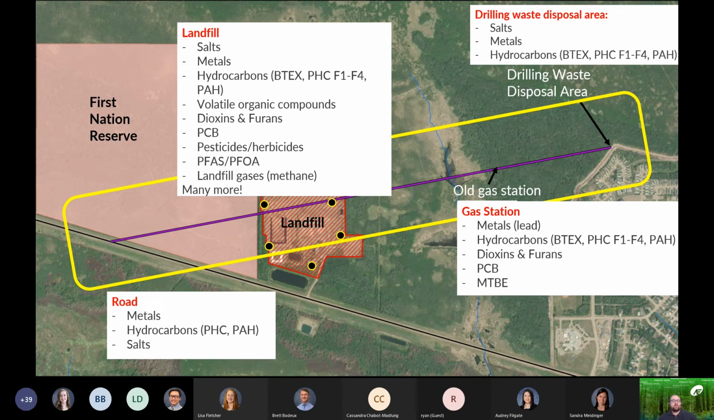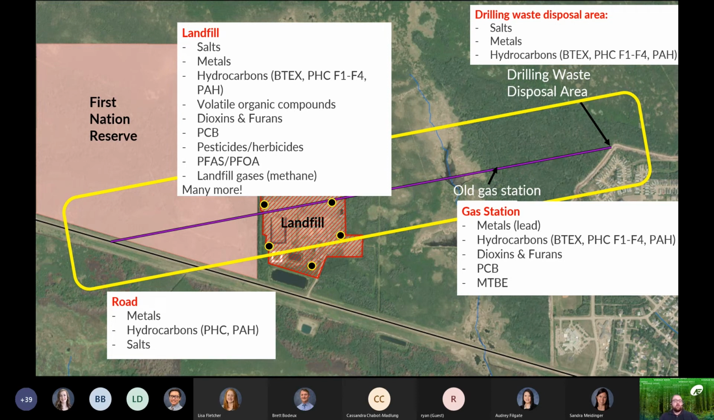PFAS and PFOA are an emerging contaminant, a wide range of parameters that are associated with firefighting foams and frying pans, anything that's water repellent, and are becoming a quite a concern. And then the landfill itself, depending on how old it is, landfill gases and methane could be emissions, and many more. For the old gas station, the list isn't as extensive.